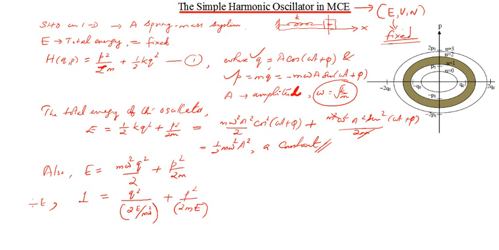This is exactly what we have seen in our classical mechanics discussion also, the phase space trajectory, right? So this is the conclusion, which we call equation number 2. Therefore, the phase trajectory of a one-dimensional harmonic oscillator will be an ellipse.